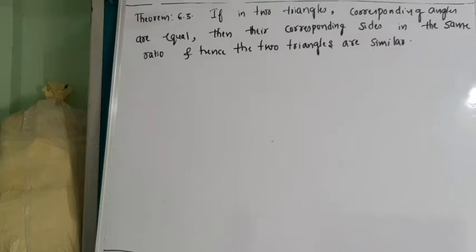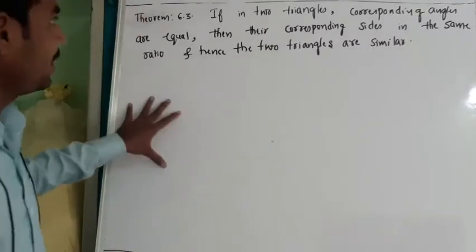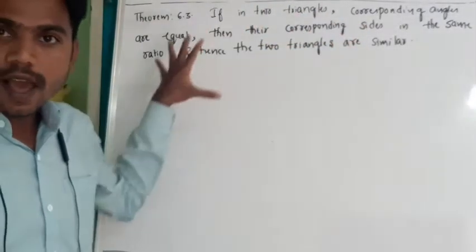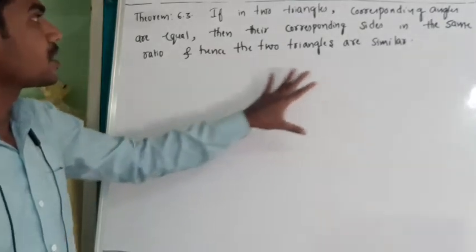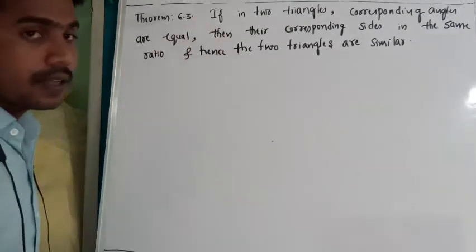Students will start with the introduction for exercise 6.3. In theorem number 6.3, if in two triangles corresponding angles are equal, then their corresponding sides are in the same ratio, and hence the two triangles are similar.